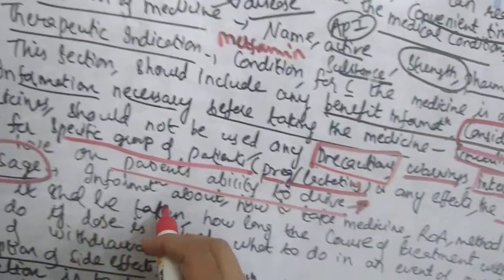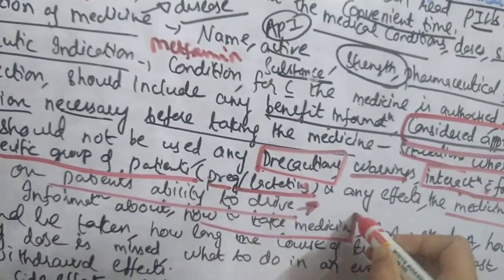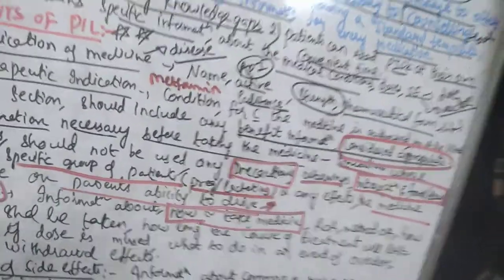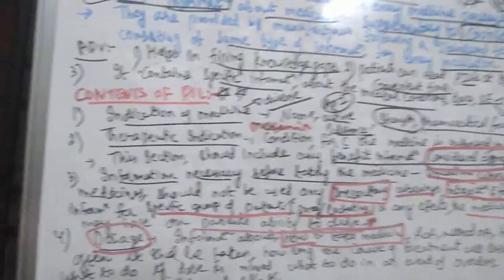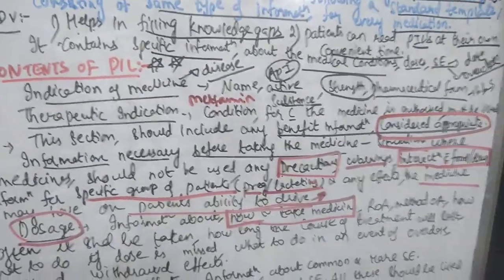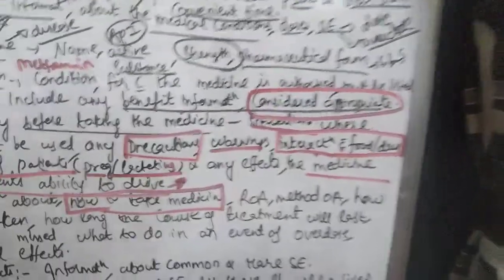So same here, information about how to take the medicine. How to take means, for example, with water. You know, some medicines, like a few powders, you need to disperse or dissolve in milk and take. Those are vitamin D powders, especially for kids. So information about how to take the medicine.